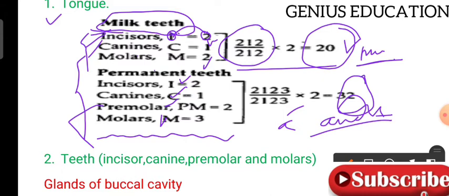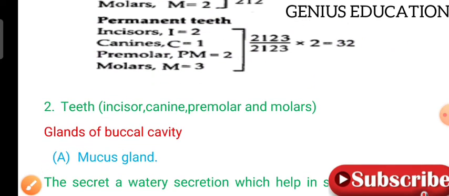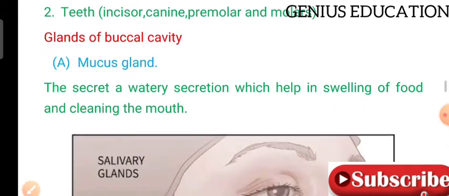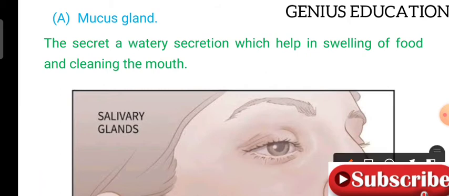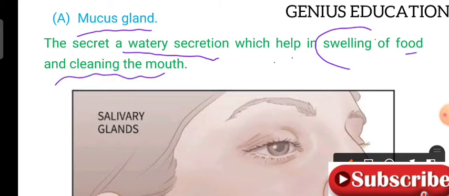And during the adult period, we will find 32 teeth, where there are incisors, 2 numbers in the upper side and lower side. Canine, there are also 2 numbers in the upper side and lower side 2, and 3 in the upper side and 3 in the lower side. This is the dental formula of the adult. And there are teeth, I told you, and there are the glands of the buccal cavity. Mucous gland is an important gland which is present in the buccal cavity. Mucous gland secretes mucus. It is a watery substance which helps in swallowing the food and cleaning the mouth.